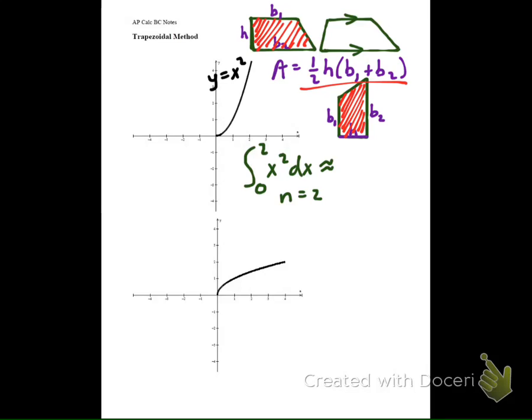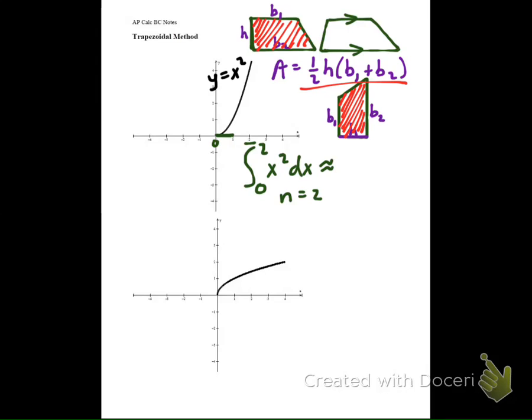We could easily find the exact area here, but this just gives us a good example to start with. So what we want to do is draw two trapezoids. Let's take a look at our intervals. We have 0 to 2, and we know that from 0 to 1 is our first subinterval. So I would draw a line segment there that represents from 0 to 1 on the x-axis.